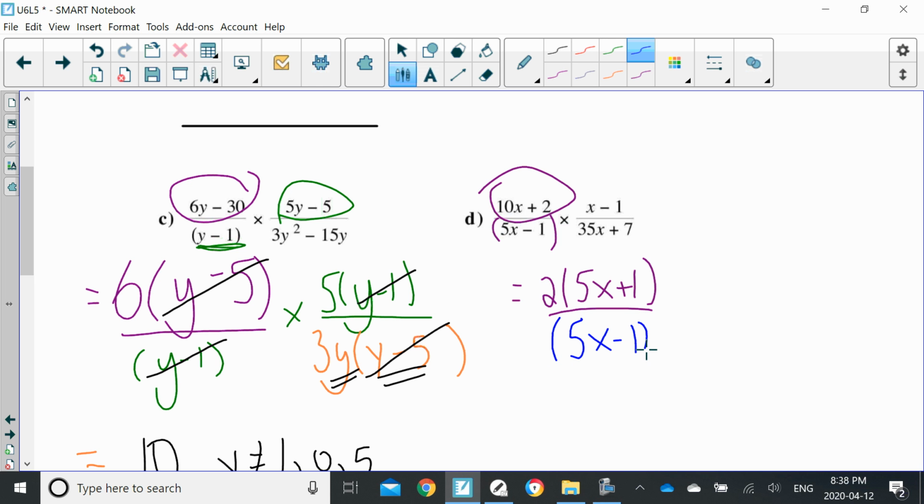Because remember, the name of the game is you want to, when you reduce, cancel out a binomial with a binomial. Times. My numerator over here cannot be factored. So again, let's write that down and let's put it in a bracket. And my denominator, 35x plus 7, I could factor out a GCF from there, and I'm going to factor out a GCF of 7. And when I factor out a 7, my answer would be 5x plus 1.